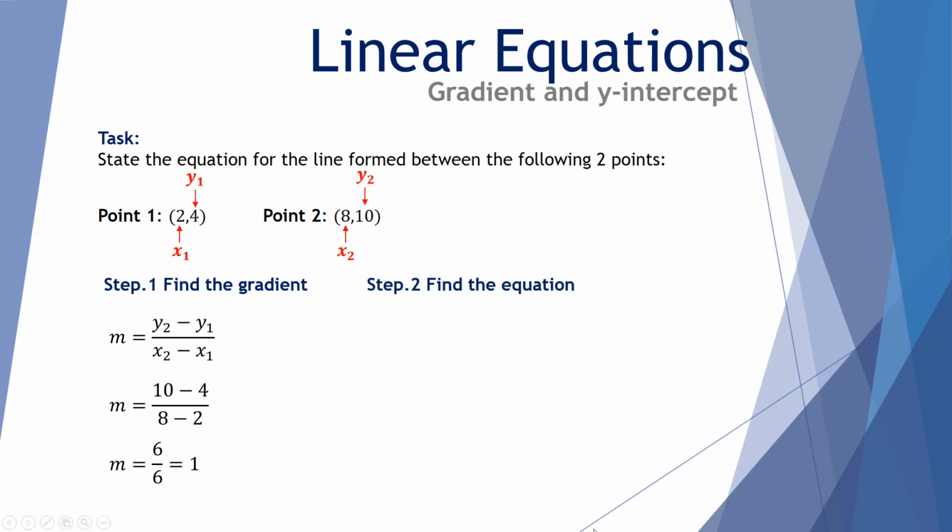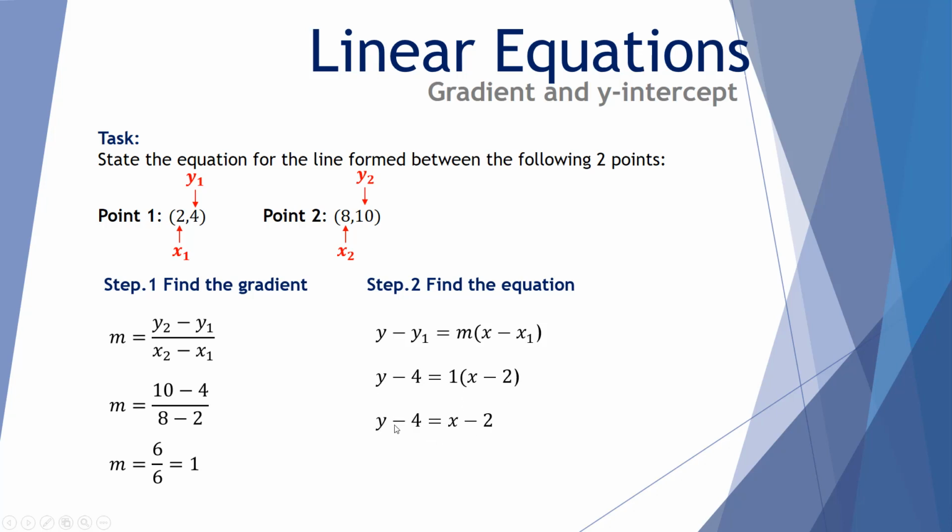Let's now substitute these values in to find the equation. Here's our general expression, and we're going to sub in y1 is the number 4, that gets replaced. M is the number 1, that gets replaced. And x1 is the number 2, that gets replaced or substituted in. We can now expand our right-hand side bracket. 1 times this bracket just gives us what's in the bracket. So we have now y take 4 equals x take 2.